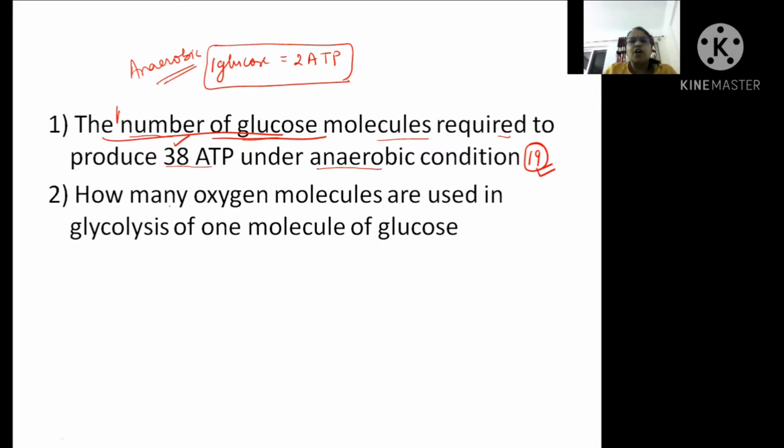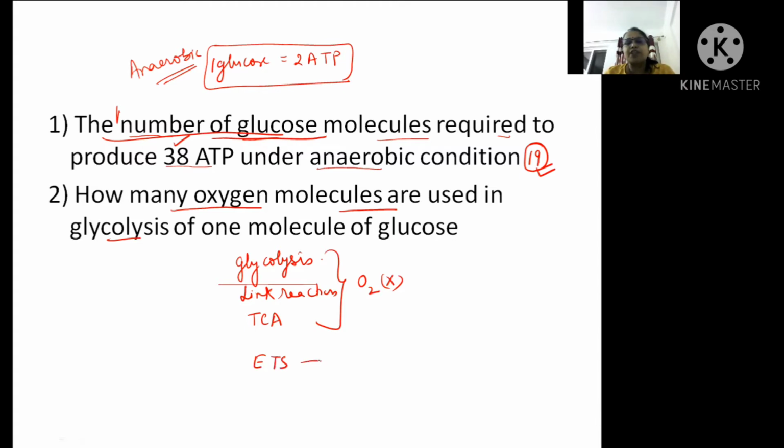Now see the next question. How many oxygen molecules are used in glycolysis of one molecule of glucose? First of all, you have already studied that glycolysis never uses any oxygen. Neither glycolysis uses oxygen, nor the link reaction, nor the citric acid cycle, which we call the tricarboxylic acid cycle. In them, oxygen usage is not there. Oxygen is only used in the last step, ETS. ETS is the one which uses oxygen.